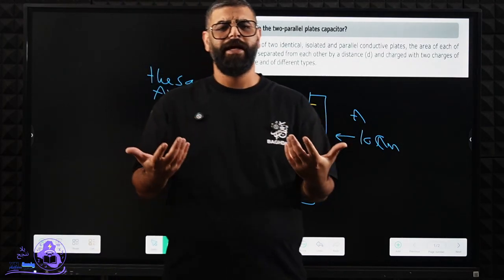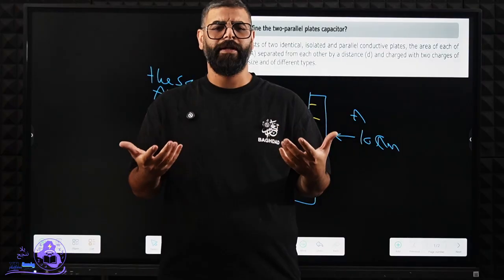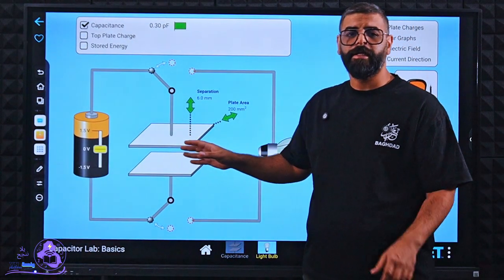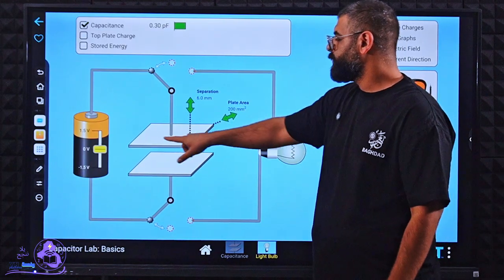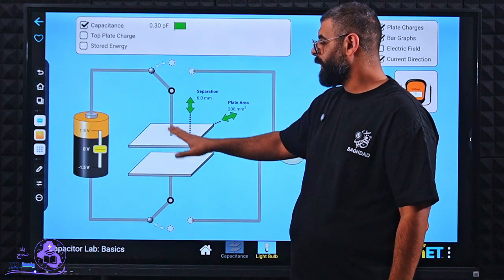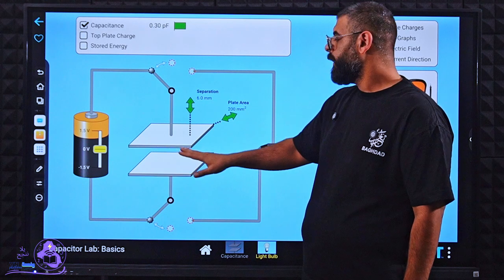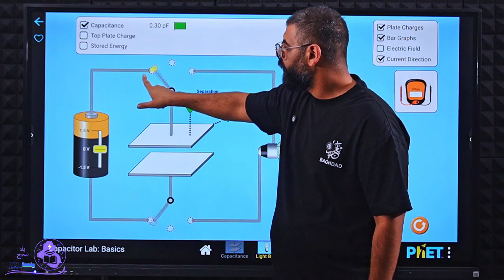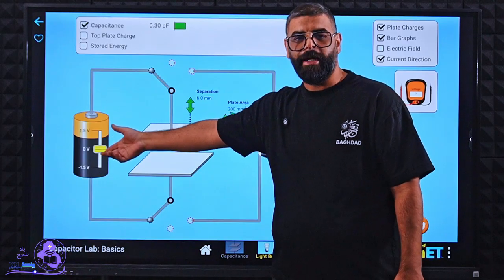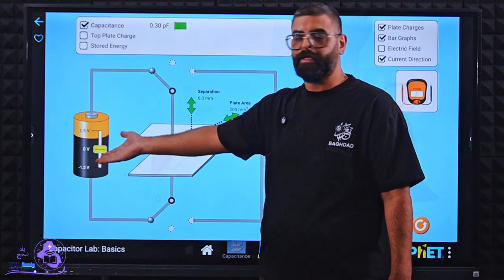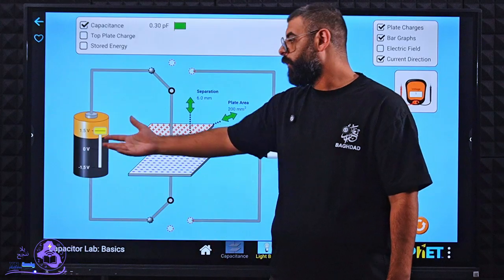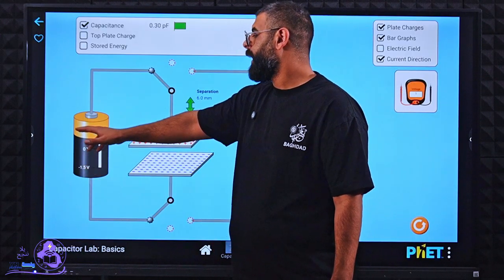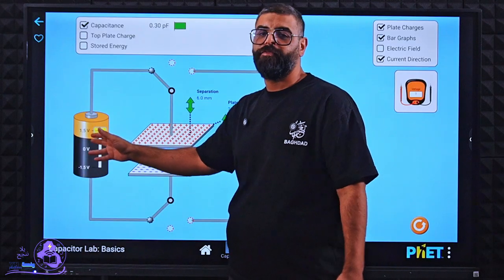And let's see how that really happens in reality. Let's see this example. Here, my beloved students, we can see that these are the two parallel, isolated, but conductive plates. And then we connect them with a power supply. In our case, it's a battery. Let's supply it with voltage. Let's say, for example, that we have provided 1.5 volts.